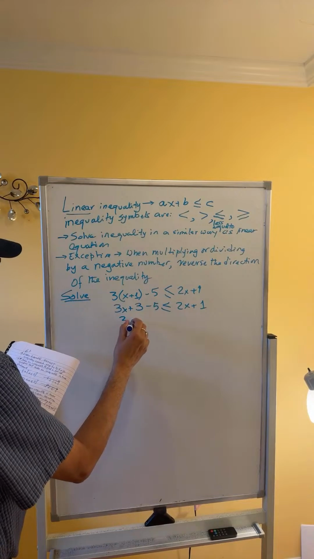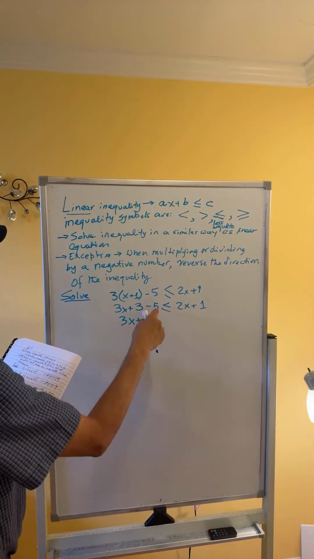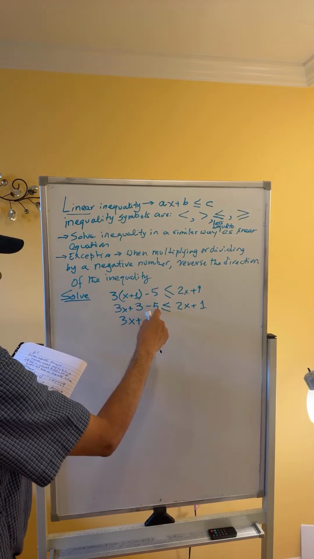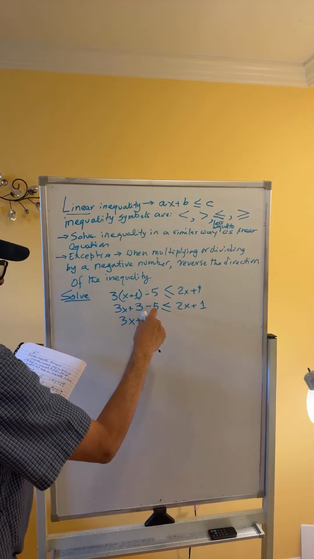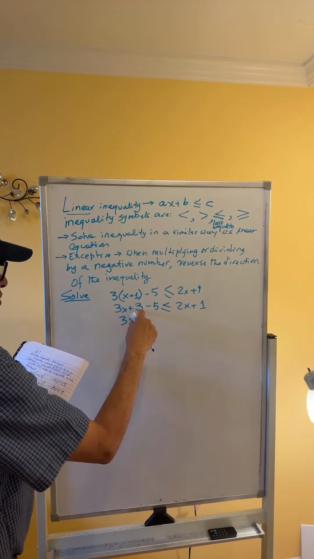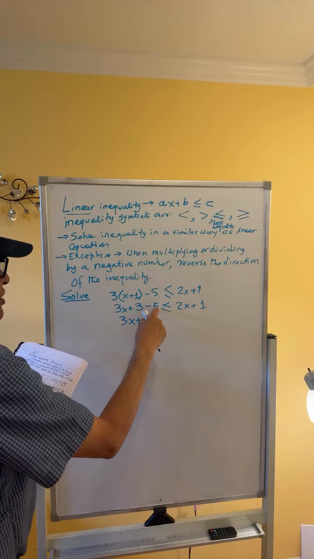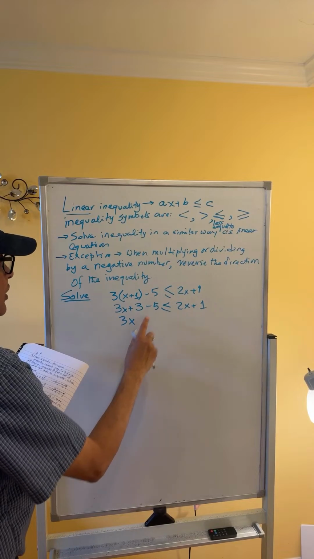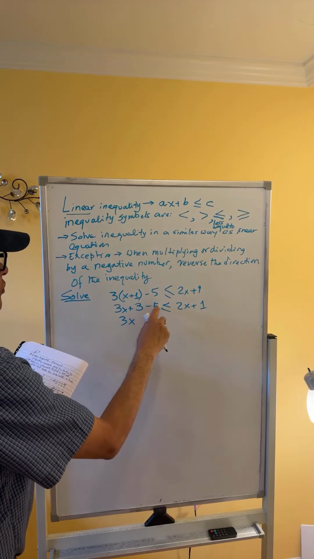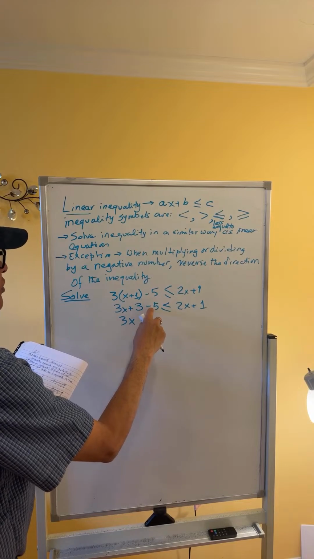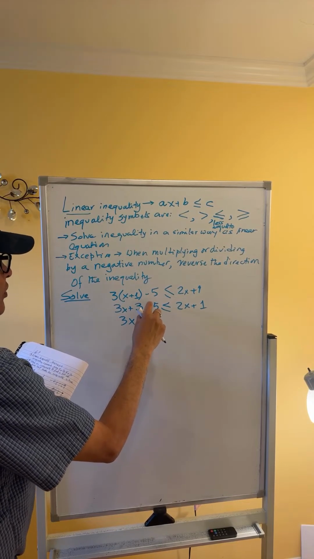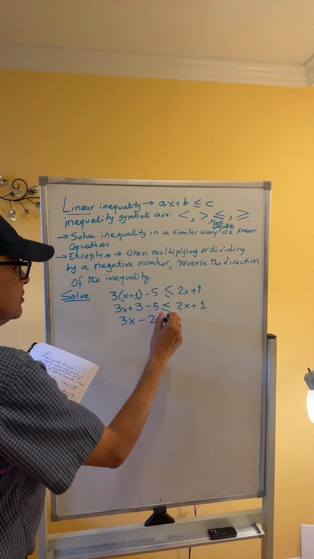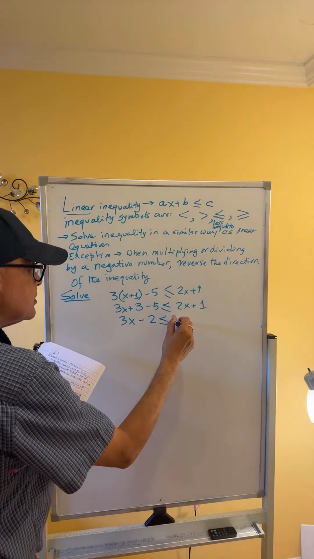Now this is 3x plus 3 minus 5, and the number 5 is greater than the number 3. So you cannot subtract a greater number from a smaller number. Basically you have to subtract the smaller number 3 from 5. 5 minus 3 is 2. But because the larger number 5 has a negative sign, the final answer is negative, or minus 2, less equal to 2x plus 1.